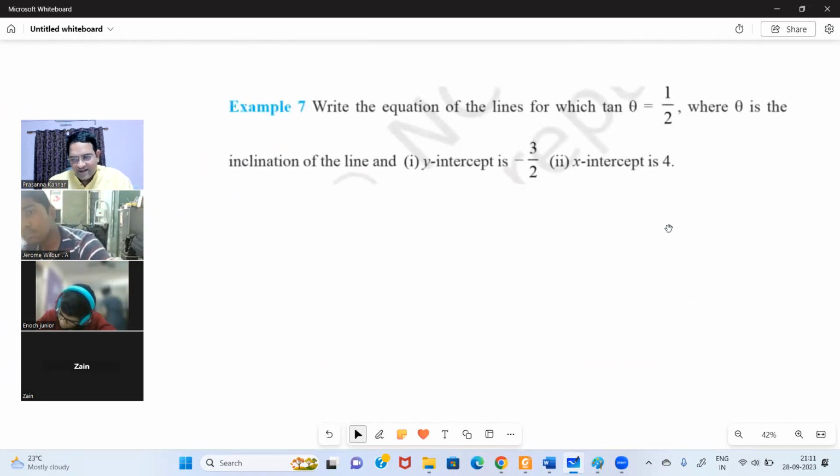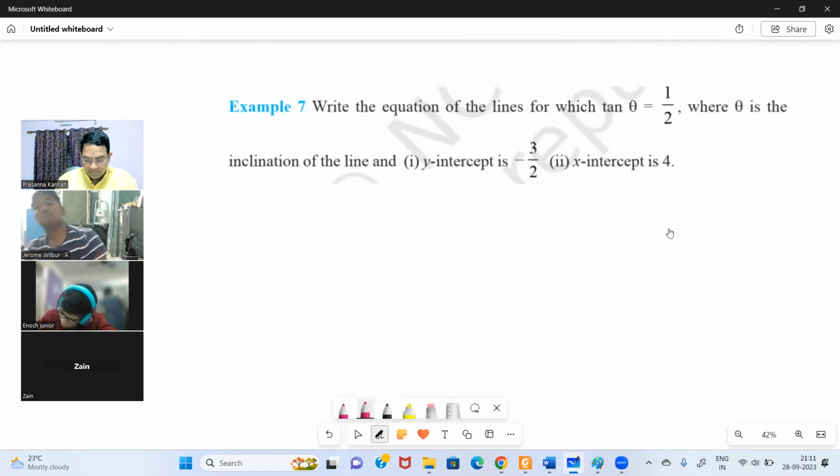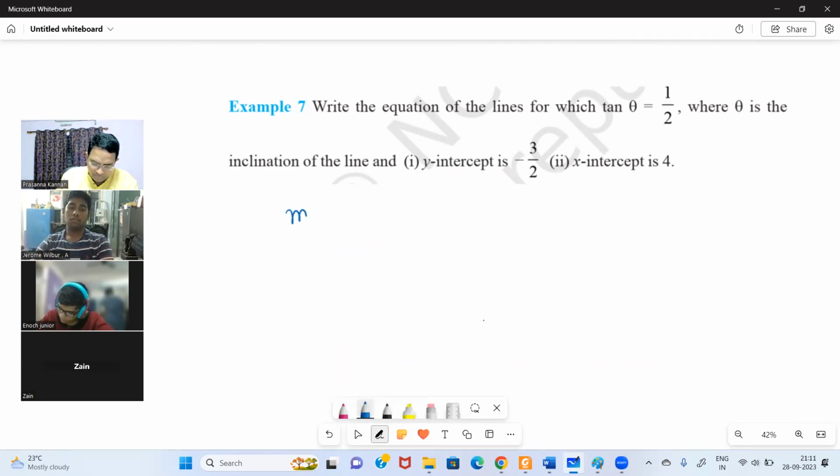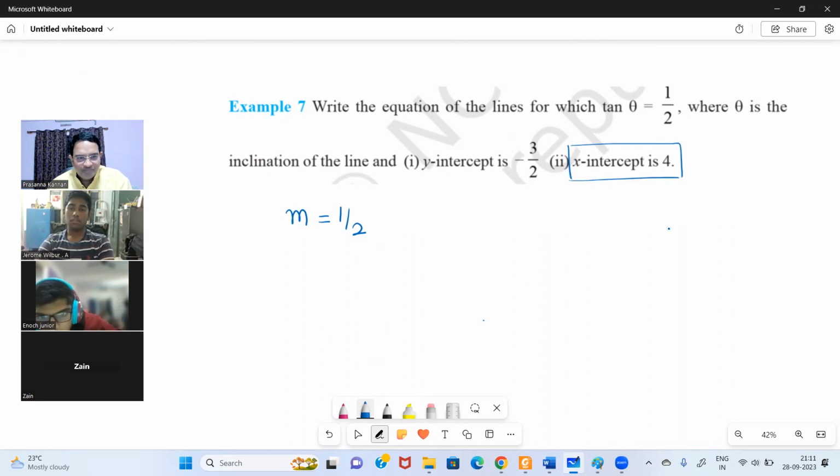Same question, which means m remains same. What is m? 1/2. Yes, m is 1/2. But this time what is given? X-intercept. X-intercept is given. Very good. Your y-intercept is not given, but x-intercept is given.